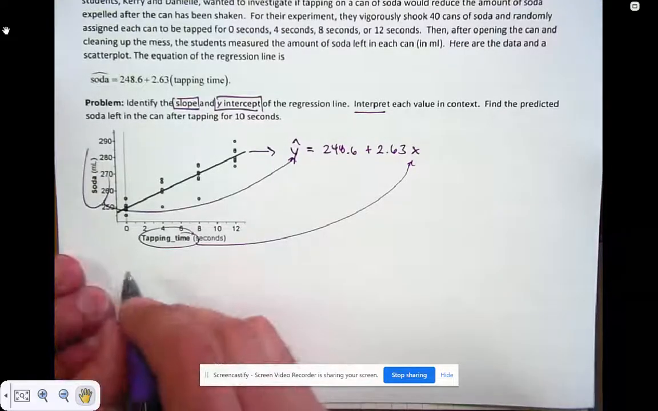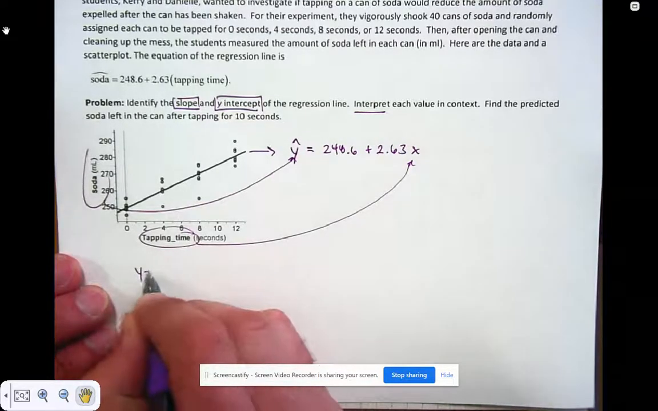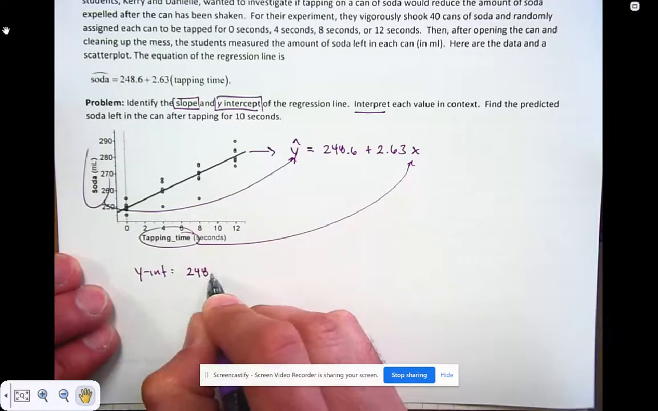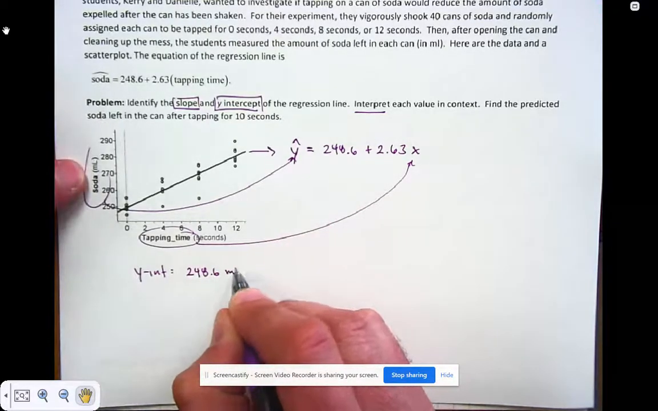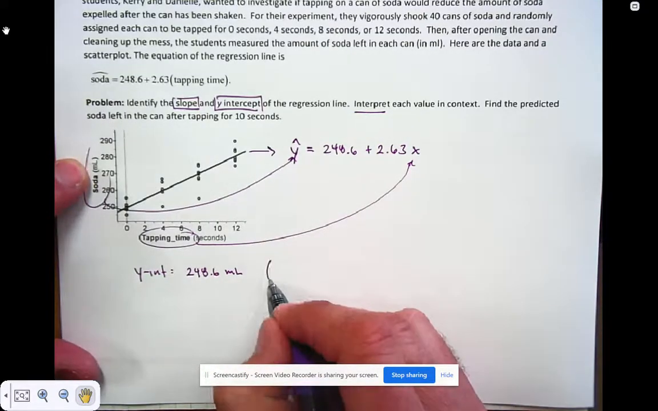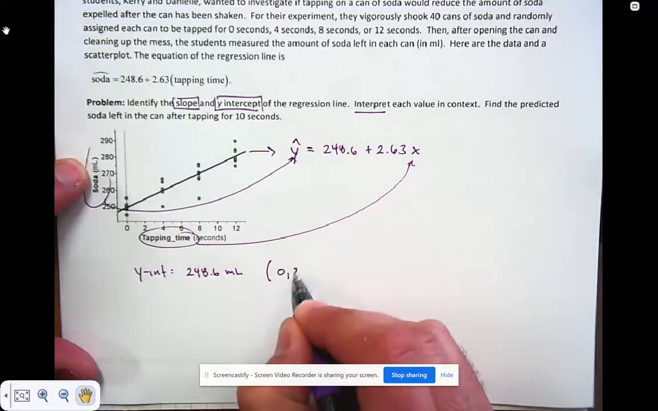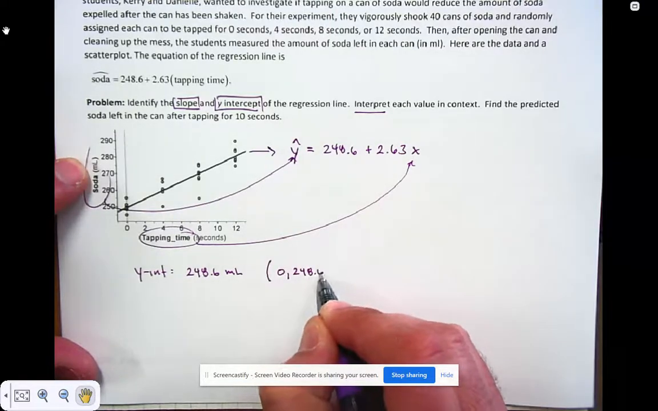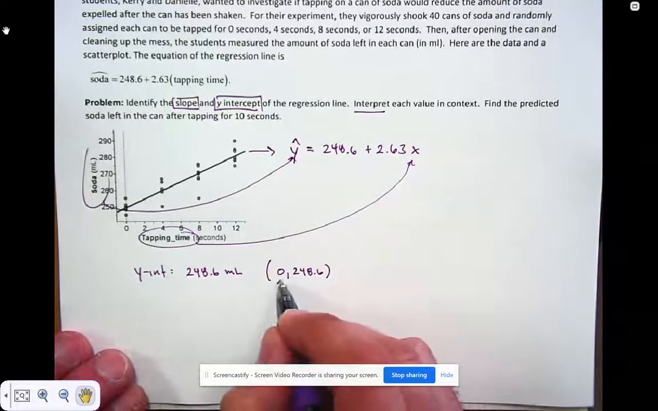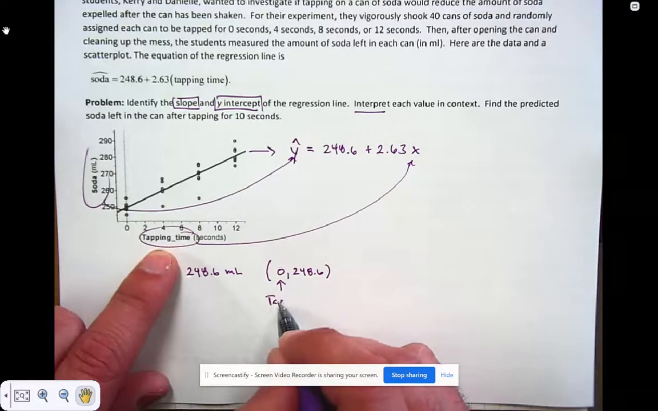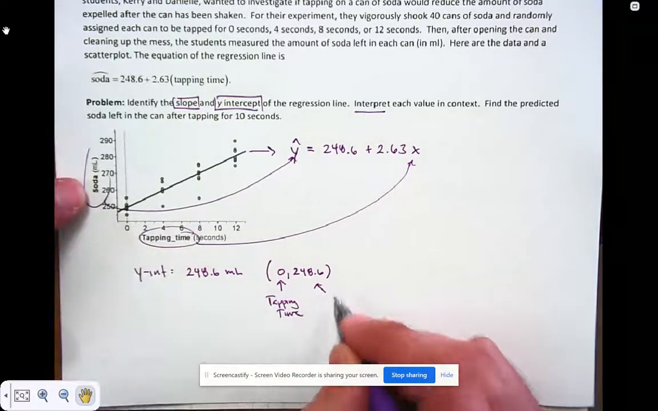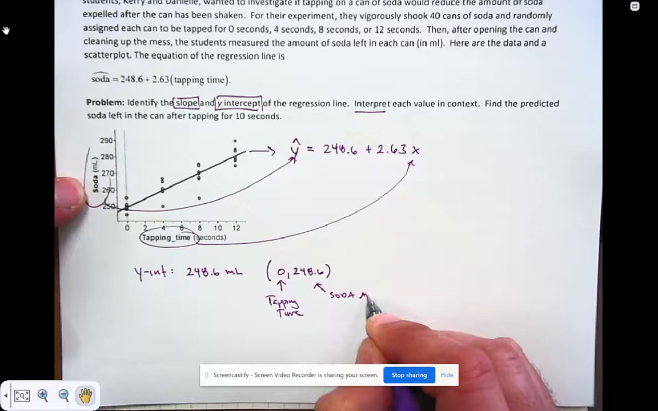Okay. So let's start with the y-intercept. The y-intercept has a value of 248.6 milliliters. And so the y-intercept, right, is a coordinate point, 0, comma, 248.6. And so if I'm trying to say a sentence, what does that mean? Well, this represents the x, which is tapping time. And this guy represents soda amount.